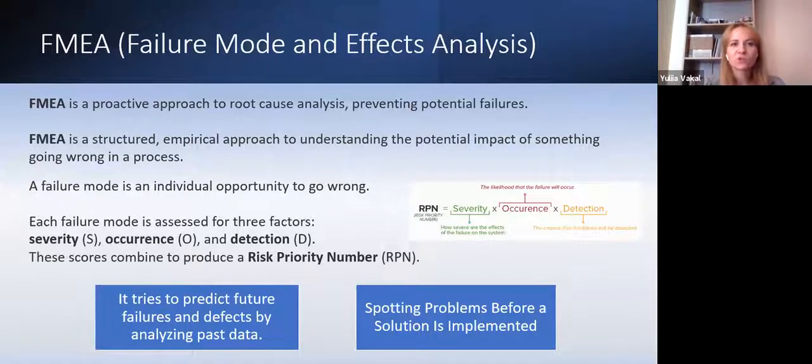So we have two more. This technique is probably not a kind of root cause analysis technique. It's failure mode and effects analysis. It's a technique from risk-based methods, and it's a proactive approach to root cause analysis, which should prevent potential failures. It's very formal and very heavy. I will talk about this technique quickly and show you an example later. But it's a risk-based technique.